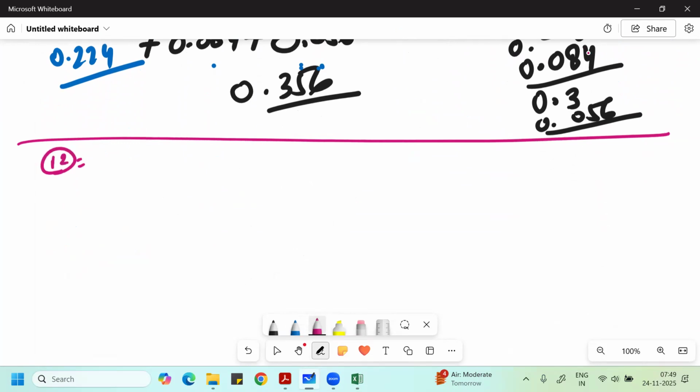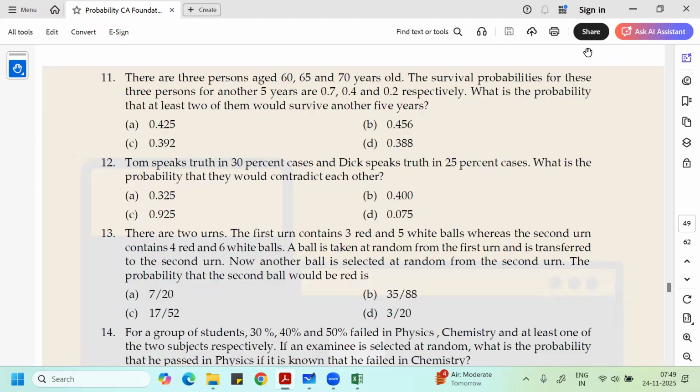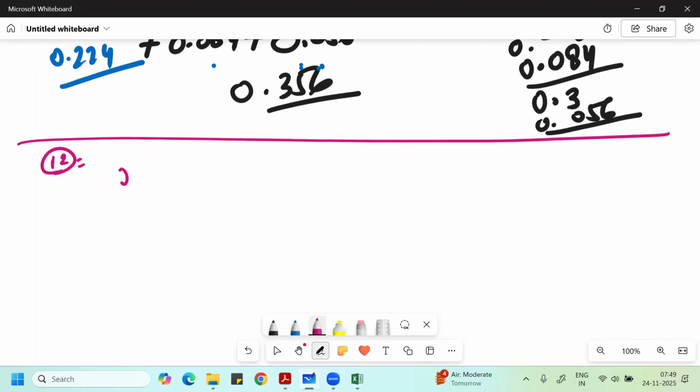Question number 12. Tom speaks truth in 30% cases and Dick speaks truth in 25% cases. What is the probability that they contradict? Means Tom is speaking truth, but Dick is speaking false. So this is 0.75. Or Tom is telling lie and Dick is telling truth.